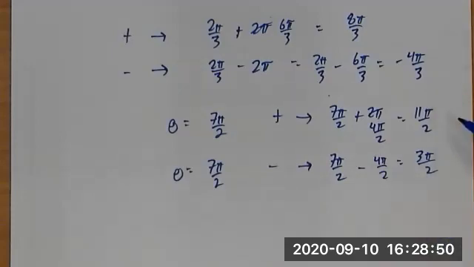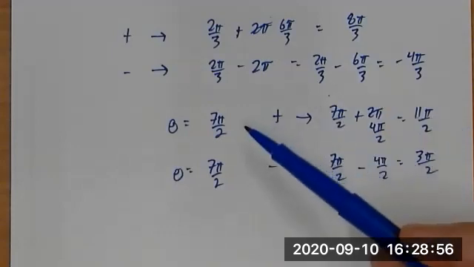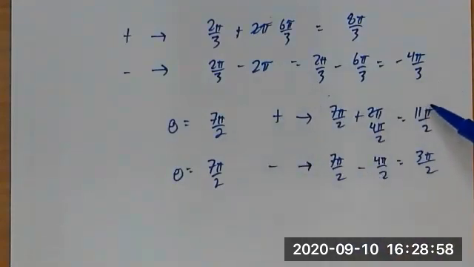So really what I've got here, I've actually got 2 positive coterminal angles. I mean, if we start with 7 pi over 2, 11 pi over 2 is a positive coterminal angle. 3 pi over 2 is also a positive coterminal angle. We got these angles differently, but they're still both positive coterminal angles.